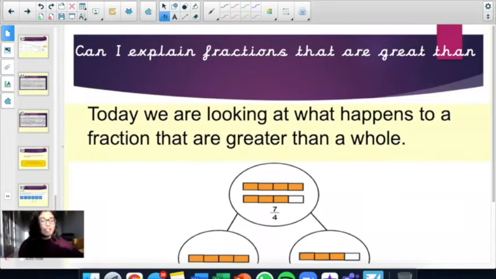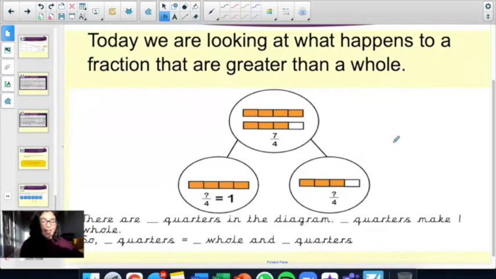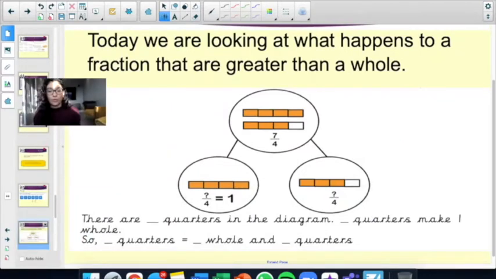Today, we are looking at what happens to a fraction that is greater than a whole. So have a look at this question. We are starting off with this fraction 7/4. So there are how many quarters in the diagram? How many quarters can you see? You have 4 quarters altogether, but how many? Look at the numerator, 7. So there are 7 quarters in the diagram.